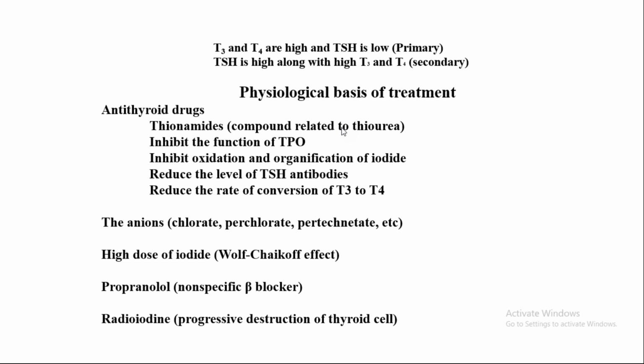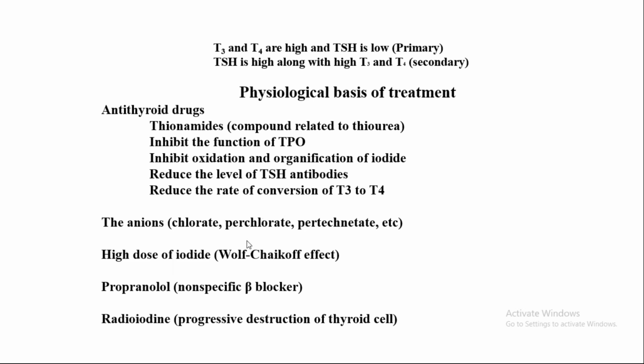They reduce the level of thyroid stimulating antibodies, and also reduce the rate of conversion of T4 to T3 by inhibiting the deiodinase activity. So these compounds are given, and ultimately thyroid hormone synthesis will be minimized and thyroid hormone secretion will be less. I already told you these five things through which the anti-thyroid drugs function. Ultimately, the T3 concentration in the plasma is decreased.